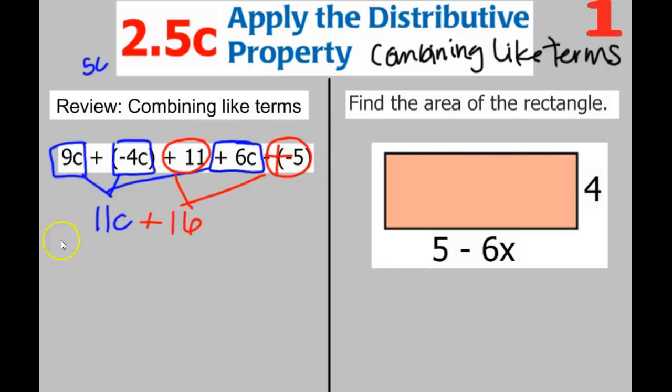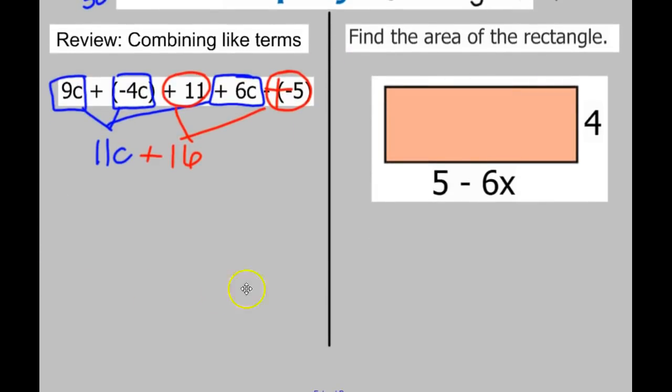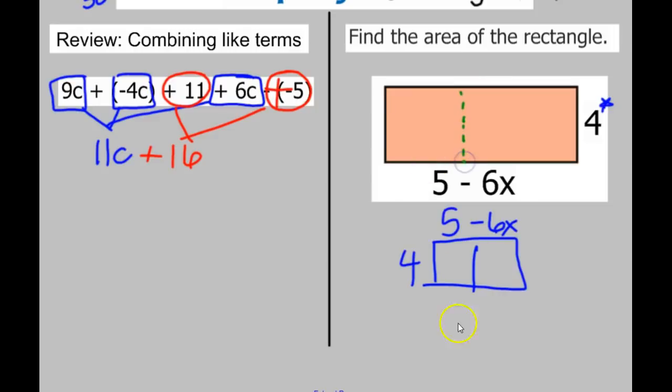Now it says find the area of the rectangle. So area, again, is base times height. So we're multiplying this 4 by the 5 and by the negative 6. If you want to rewrite it and draw our box here, 4 and then 5 minus 6x, so you can see which part it goes into, that's fine. Otherwise, you can divide it up like this. I'm going to use the one that's there for us, so you don't have to rewrite anything.